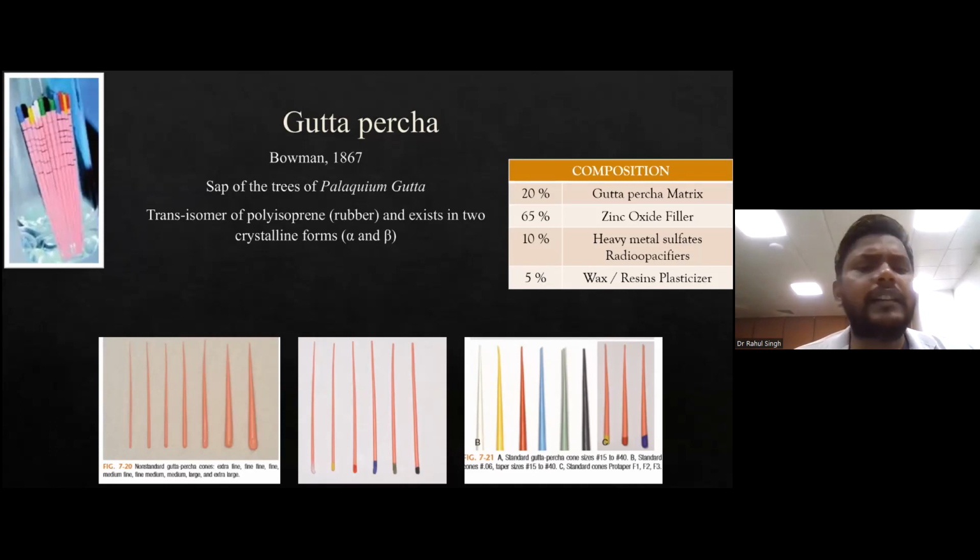The composition is really clear. That is 20% gutta percha, 65% zinc oxide filler, 10% heavy sulfates, which give radiopacity, and 5% waxes and plasticizers.